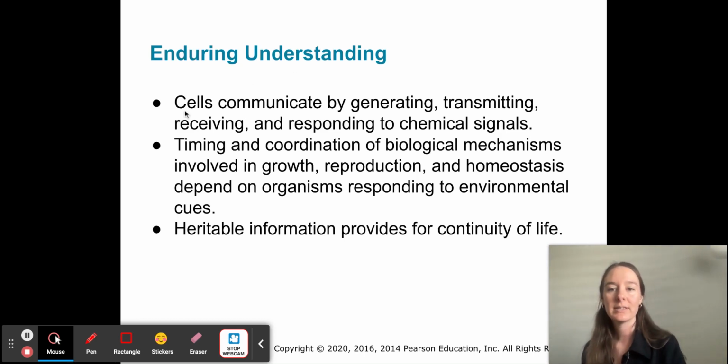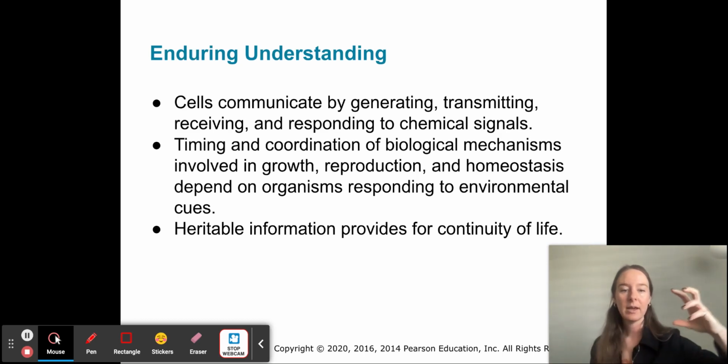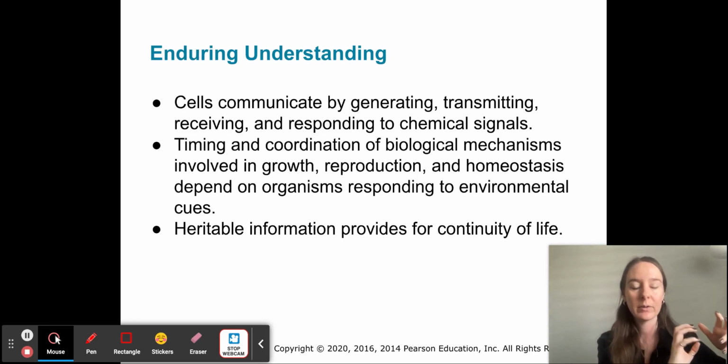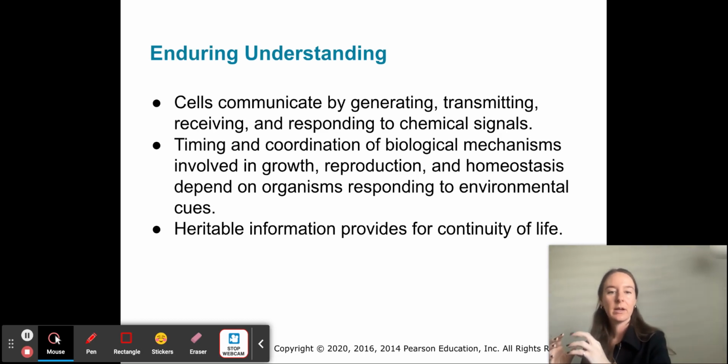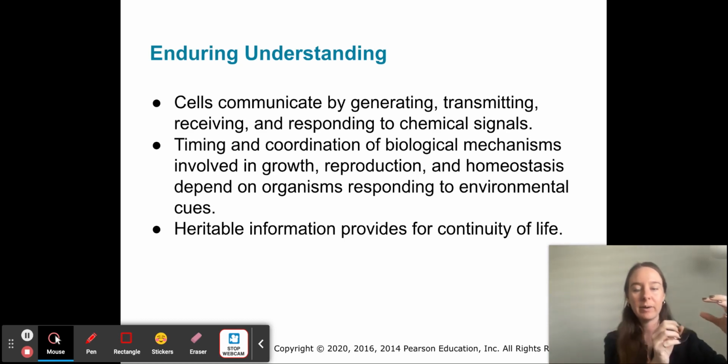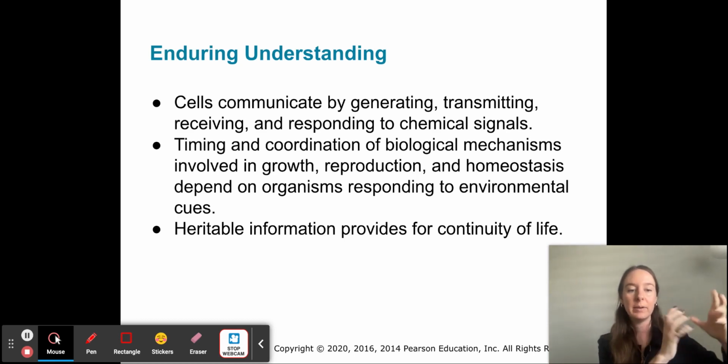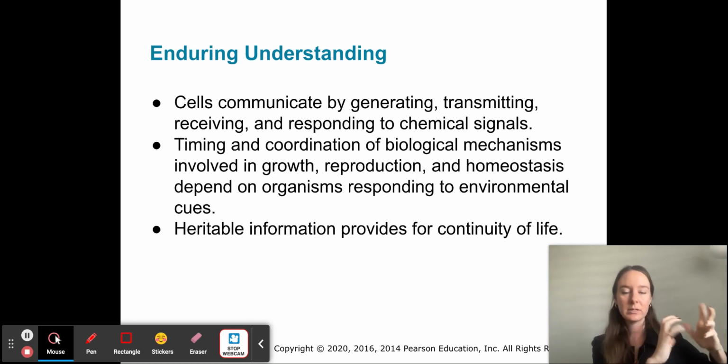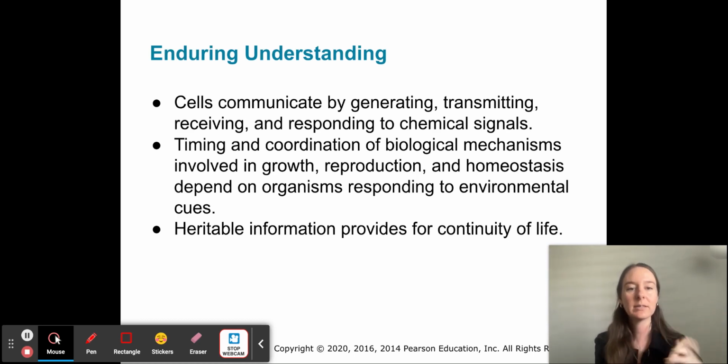So the first is cells communicate by generating, creating, transmitting, sending, and then receiving and responding to chemical signals. So one cell will either create or generate a hormone or a neurotransmitter, and it will send it out, and it will be received by another cell, which will respond. It'll maybe make that cell go through apoptosis, cell death, or it will turn on some enzymes, or it'll tell the cell to start dividing. And that's how cells are communicating with each other.